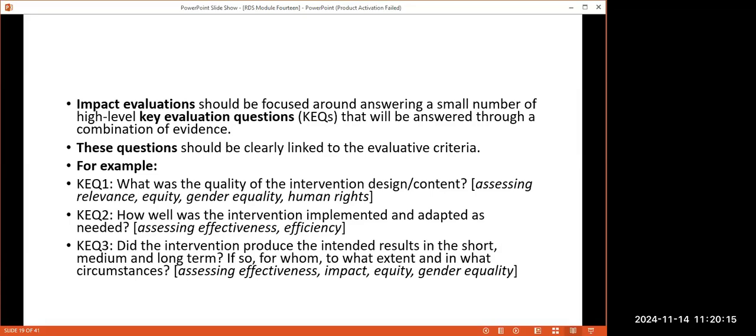They are called key because those are questions that will directly tell us if we want to know about relevance, sustainability, or effectiveness. It will be questions directed to that. As an example, key evaluation question number 1 could be, what was the quality of intervention design or content? Here, quality means you are perhaps dealing with relevance, equity, gender, and human rights. Those are just examples.